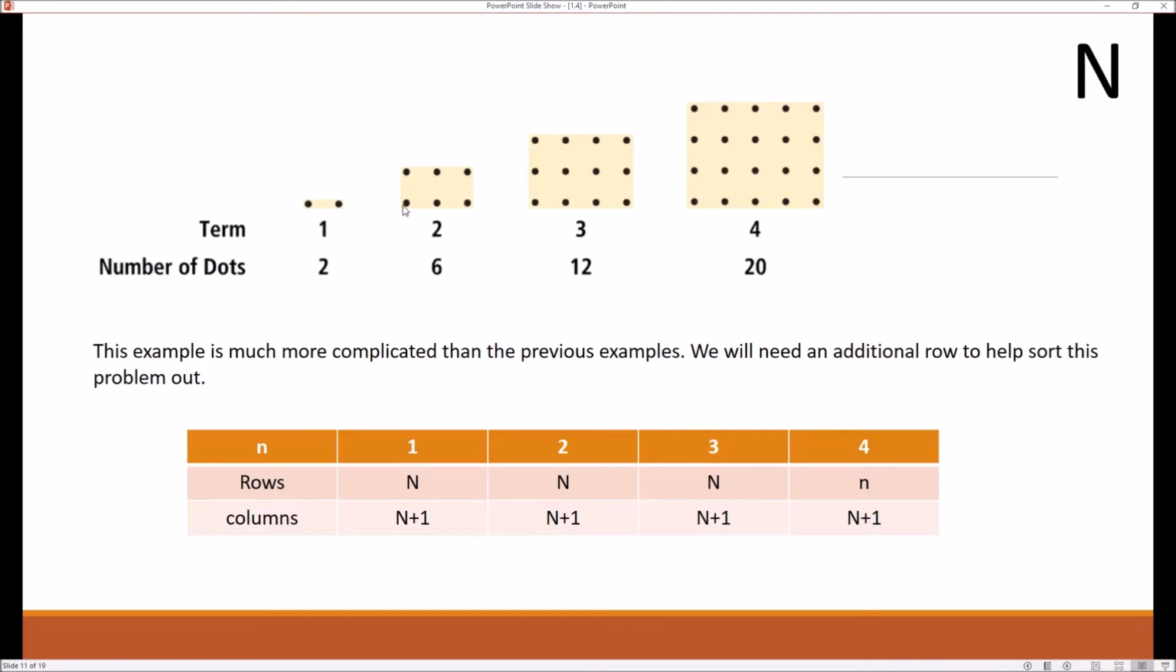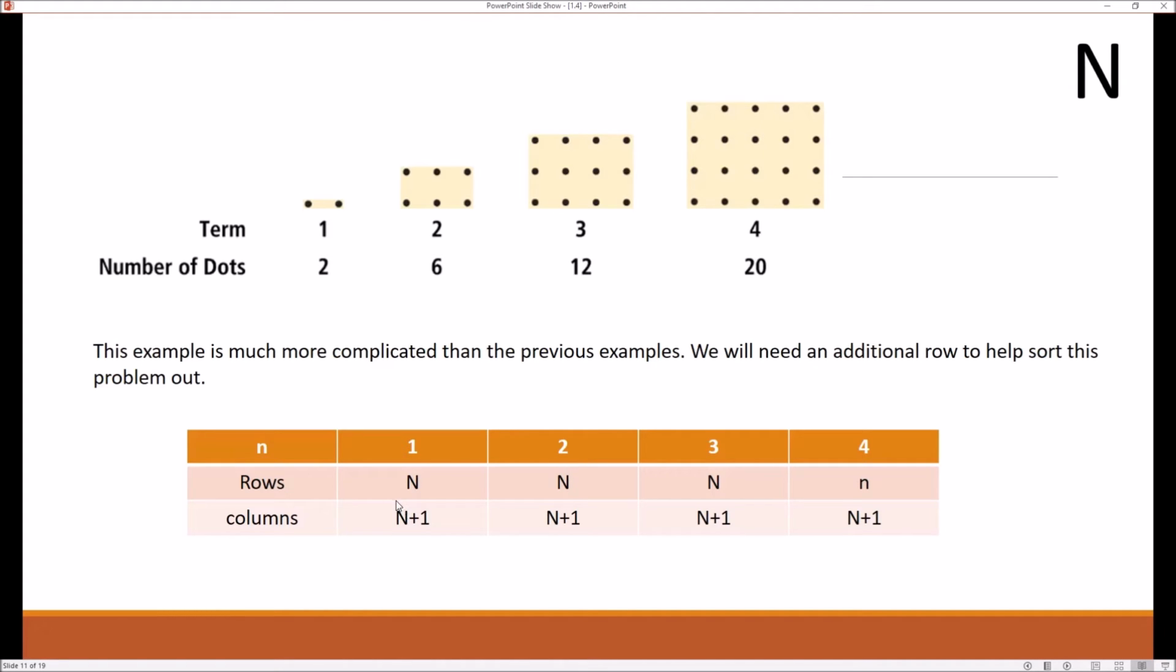Same again here. If I have 2 rows, then I have 3 columns. If I have 3 rows, then I have 4 columns. And again, 4 rows is 5 columns. So this table does work. When n equals 1, I have 1 row, which is true, and I have 2 columns. Perfect. So we're on the right step here.